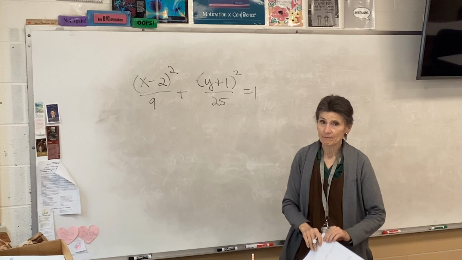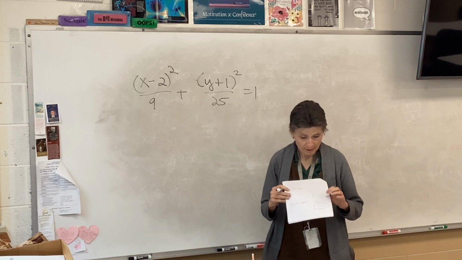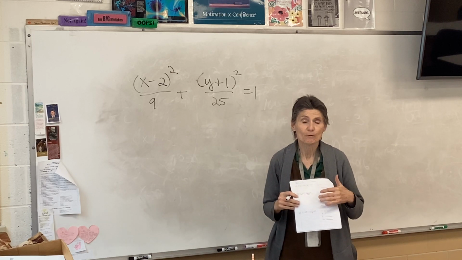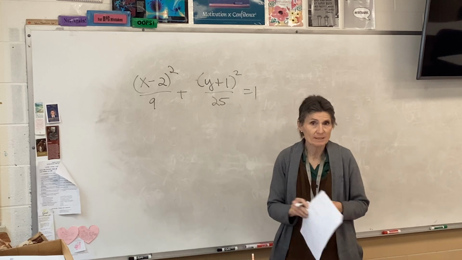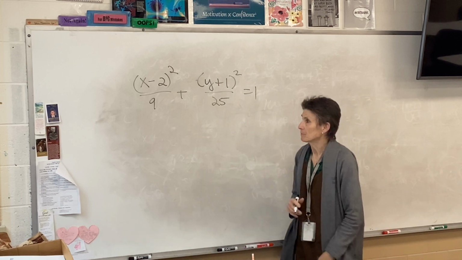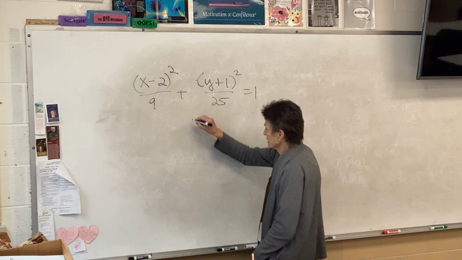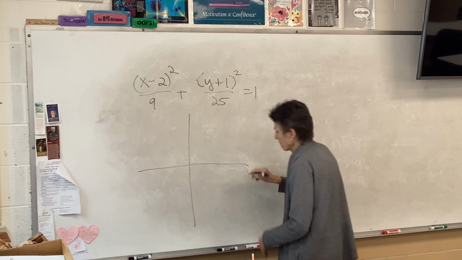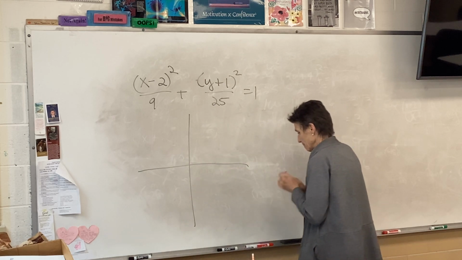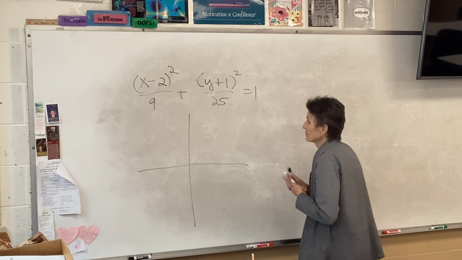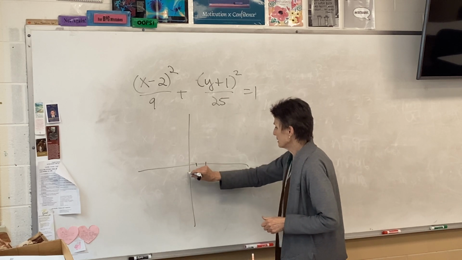So again, even if you don't recognize that equation, look over here at what you're finding. You're finding the major axis and the minor axis. That's an ellipse. Okay, so here we go. Let's see what we've got. We've got a center at 2, -1.